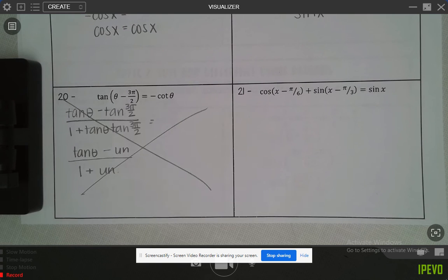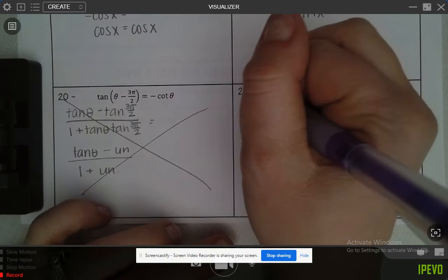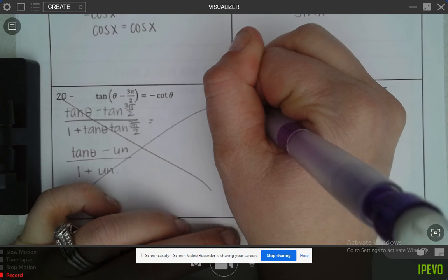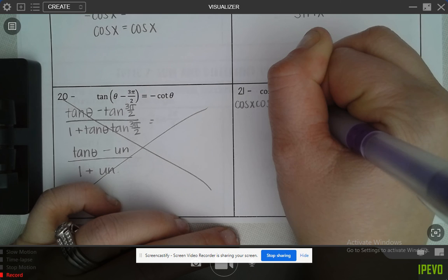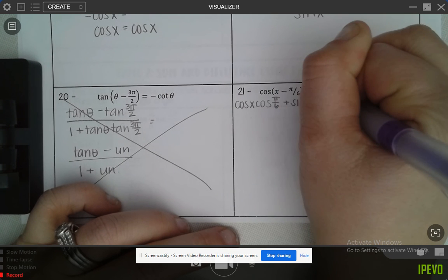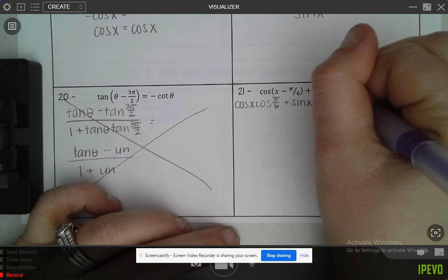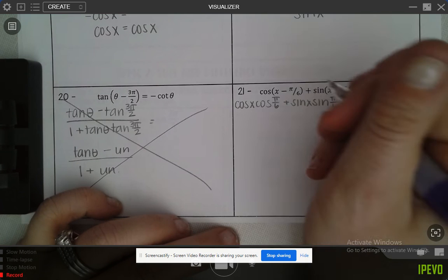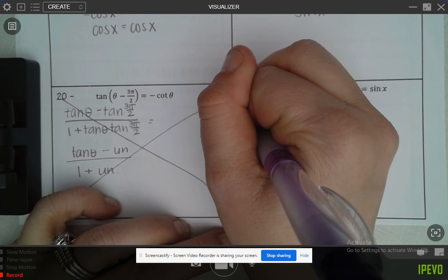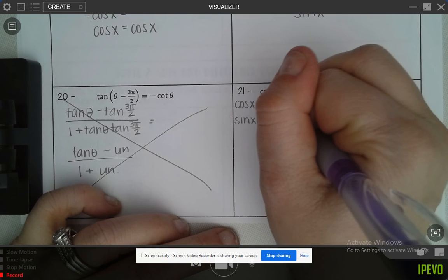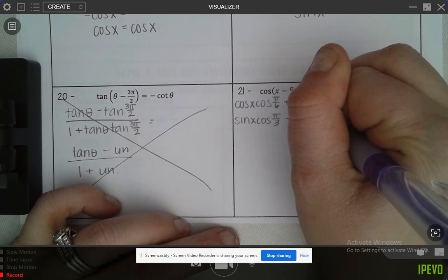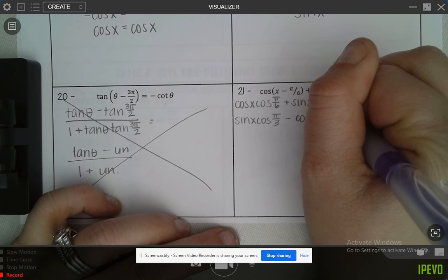Okay. Would you like me to do 21 then? Okay, here we go. Cosine of x, cosine of pi over 6 plus sine of x, sine of pi over 6, plus, sine of x, cosine of pi over 3, there's not that much, minus cosine of x, sine of pi over 3. Boom, boom.